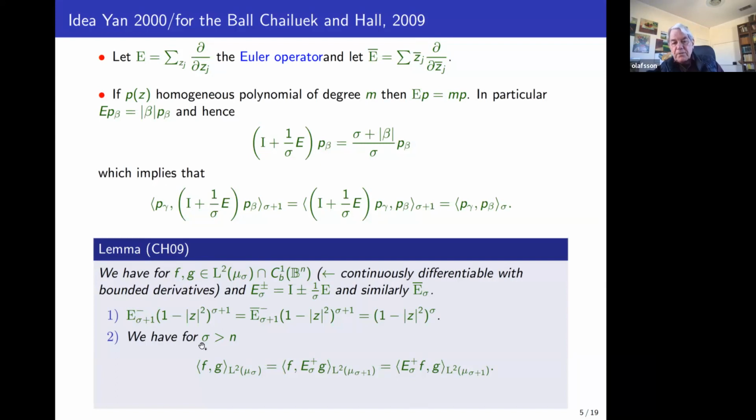And that leads to the fact that if sigma is greater than 1, and the functions are differentiable and bounded, or the derivative is in L2, then you can calculate the inner product in sigma plus 1, E plus of G, apply that to F, and then you get the sigma inner product in L2 on mu sigma. One way to do it is just to apply this to the monomials, and if it holds for all the monomials, it holds everywhere. So this is also a simple exercise. This one here, number 1, is a very nice exercise.